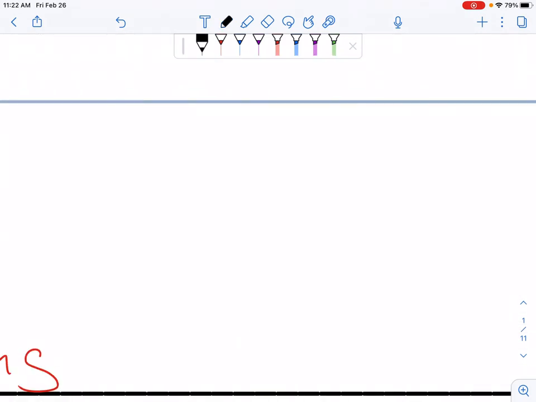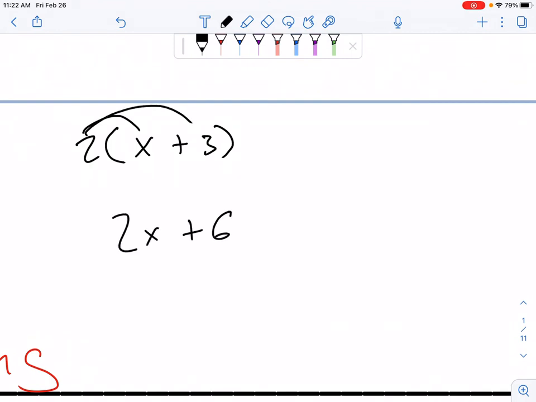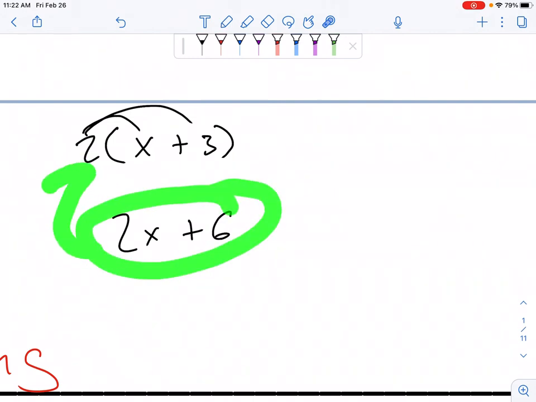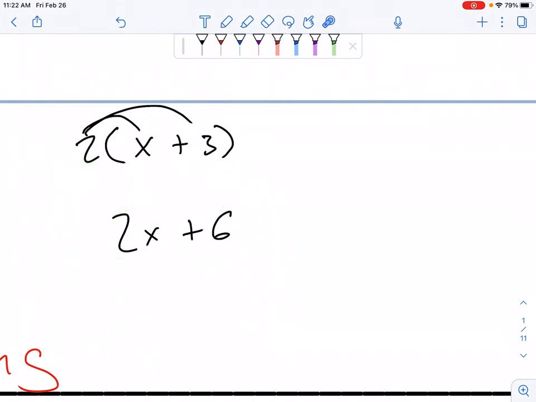Think about how we've been working with reversing, like let's say I had 2 times (x plus 3). And so we worked on distribution, right? So we have 2x plus 6 here. And essentially, greatest common factor was taking this and getting it back to what we had.